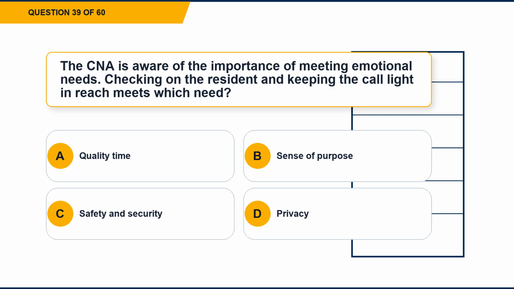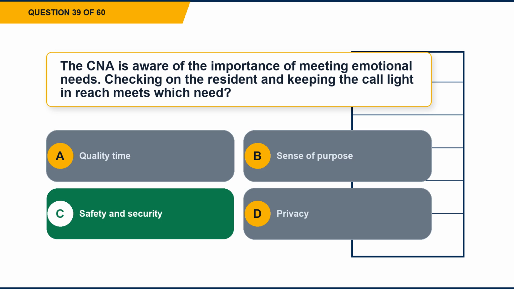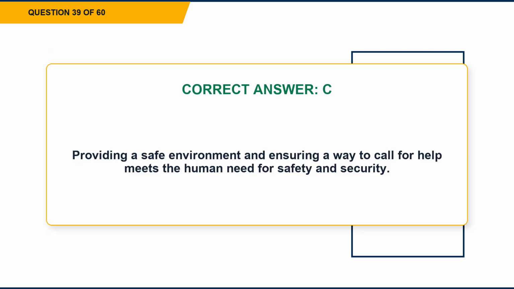Question 39. The CNA is aware of the importance of meeting emotional needs. Checking on the resident and keeping the call light in reach meets which need? Option A. Quality time. Option B. Sense of purpose. Option C. Safety and security. Option D. Privacy. The correct answer is option C. Safety and security. Explanation. Providing a safe environment and ensuring a way to call for help meets the human need for safety and security.